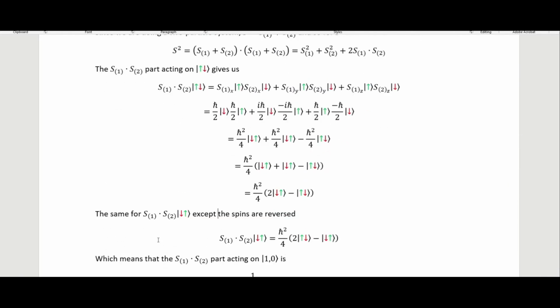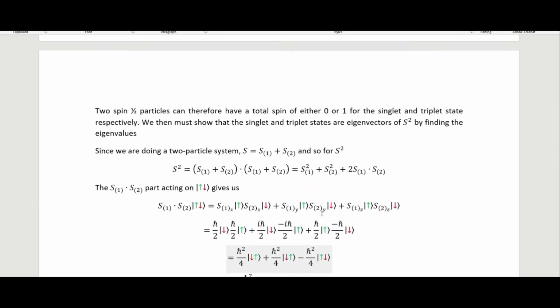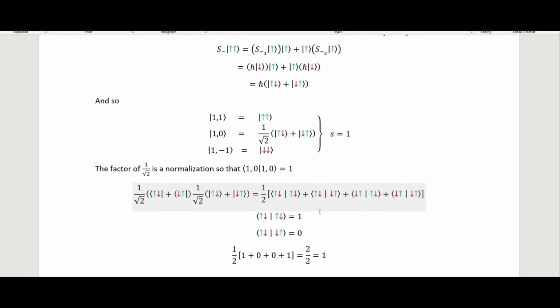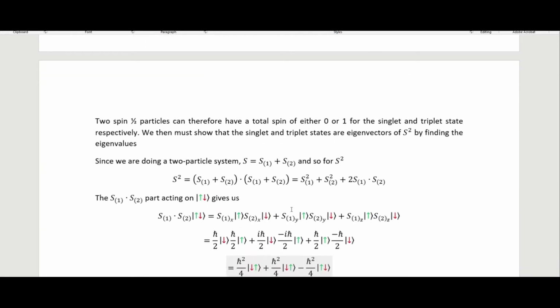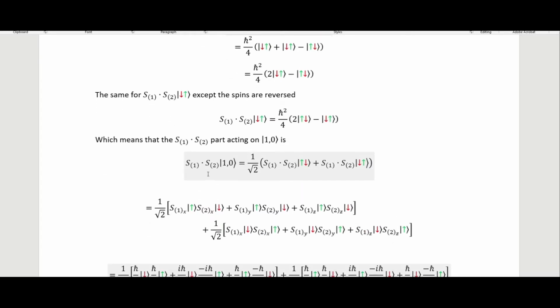And so then if we do the S1 times S2 on the 1, 0, since the 1, 0 was, if you remember up here, the up down plus the down up, we have to add both of these results together. So we have to add this one to this one here. And so we do that right here. So we have the S1 times S2 acting on this. We have our 1 over square root of 2 here. We're acting on these.